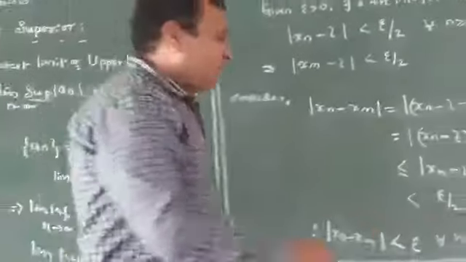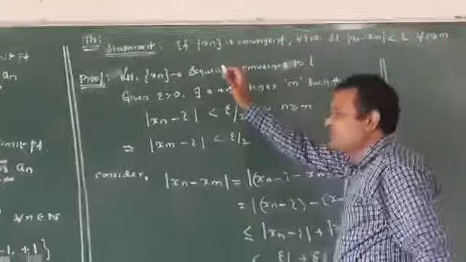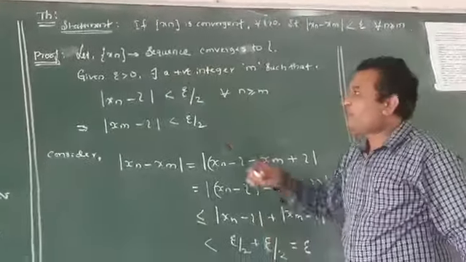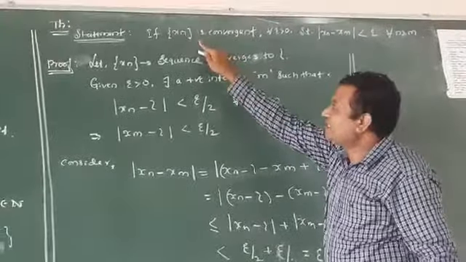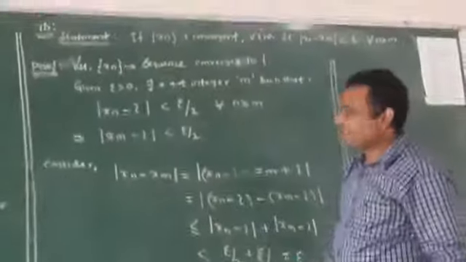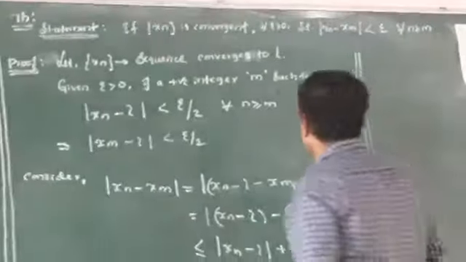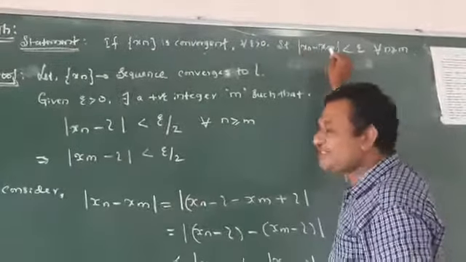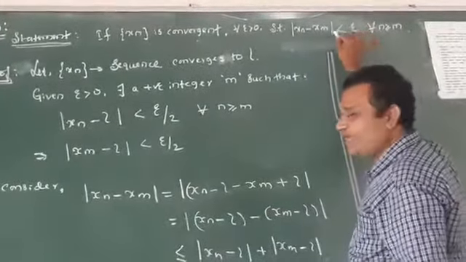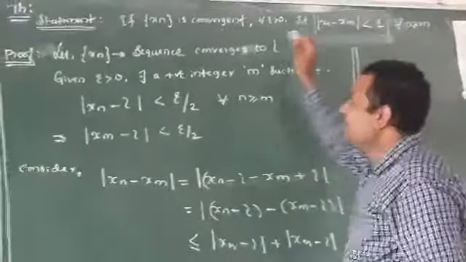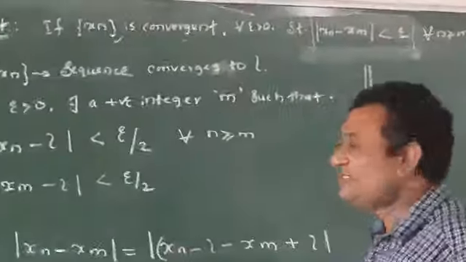Okay. Next, one small theorem. In 2 marks such theorems are asked. If a sequence Xn is convergent, then for every epsilon greater than 0, you have to show that the modulus of Xn minus Xm is less than epsilon. Here the given is that the sequence Xn is convergent, and you have to show this.